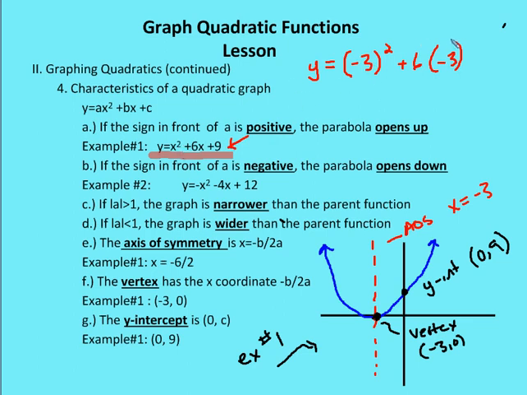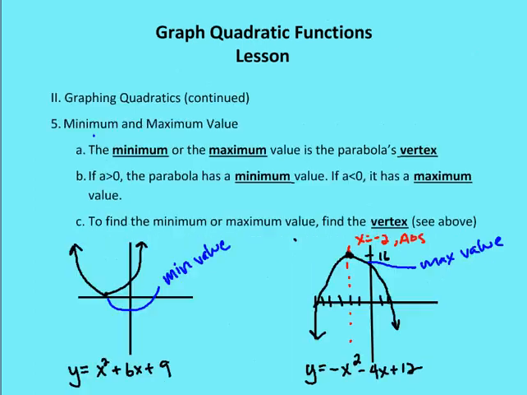I'm plugging that into this equation, and I end up with y is equal to 9 plus negative 18 plus 9, which ends up being 0. So I figured out my vertex is going to be negative 3, 0. So here I've graphed it out, vertex is negative 3, 0. And the y-intercept is simply 0, c. And the c value in this case is just 9. So my y-intercept is 0, 9.